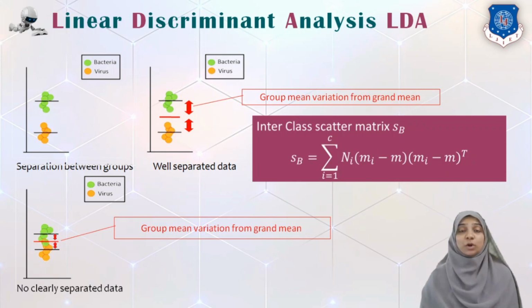Now the inter-class scatter matrix is given as S of B. B stands for between groups. So S of B is calculated as a summation from 1 to C. Here C is nothing but the number of groups or classes. For each class we will calculate a value and we will add them. N of I is nothing but the number of data points in a given particular group.